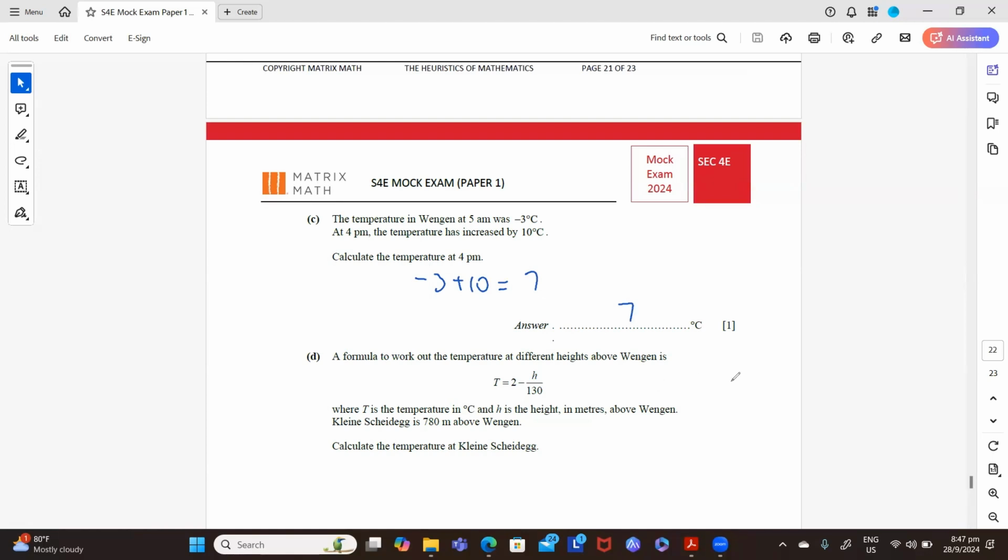Okay, then for part D, T equals 2 minus H over 130. So just write down T equals 2 minus, replace H with 780. You will get -4 degrees Celsius. Okay, so that's all for paper 1.